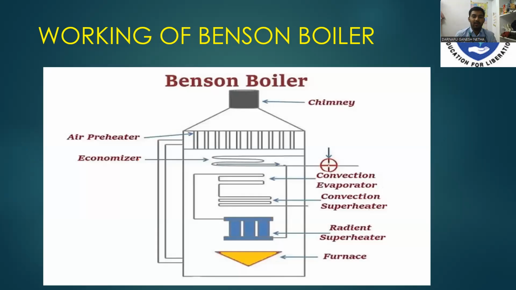Benson boiler diagram. There is a chimney. What is the function of the chimney? The chimney helps to send the gases to the atmosphere. Then there is the air preheater, where the air will be heated, and the economizer, conventional evaporator, conventional superheater, radiant superheater, and furnace. What is the function of the furnace? The function of the furnace is to burn the fuel, and then the superheater.